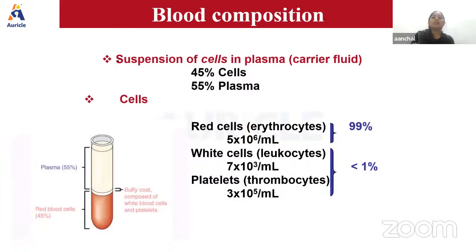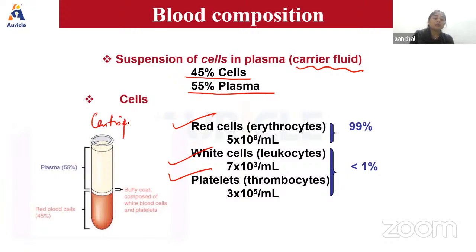Then in blood, we have a suspension of cells in plasma, which is a carrier fluid. The cells make up 45% and the plasma is 55% of total blood. The cells are RBC, WBC, and platelets. As we can see in the Buffy coat, we get it by the process known as centrifugation. Whenever we do centrifugation of the blood, on top we receive the plasma. In the lower part we receive RBC, and in the Buffy coat we have WBC and the platelets, which is present in the mid portion.